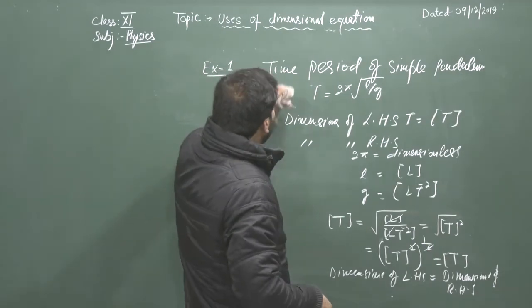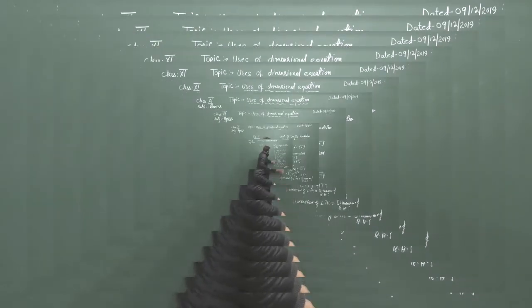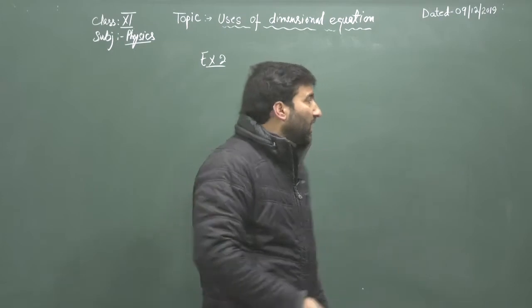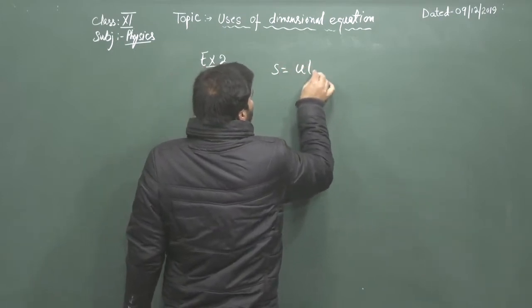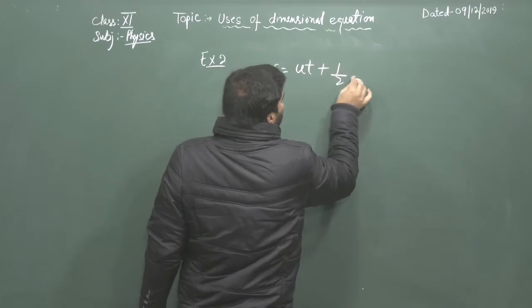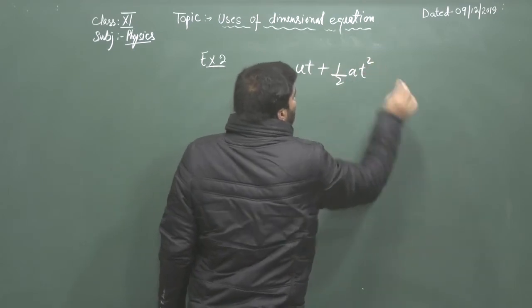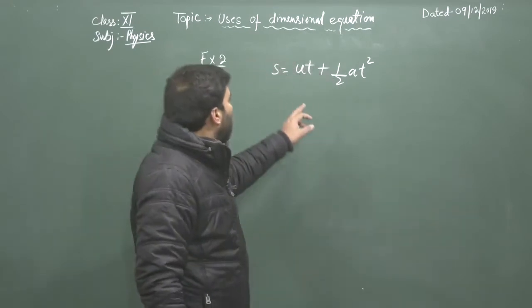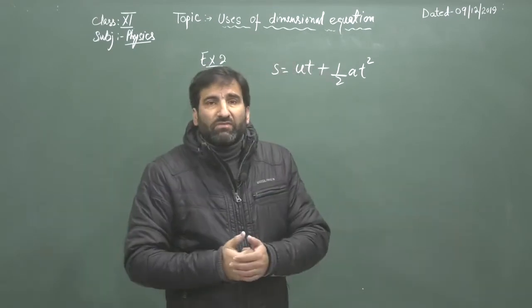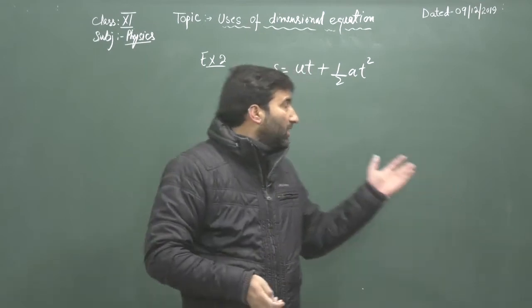Now we will take a second example. We have the equation of motion, say S is equal to ut plus 1/2 at square. This is the equation of motion. So we can check whether this equation is dimensionally correct or not.